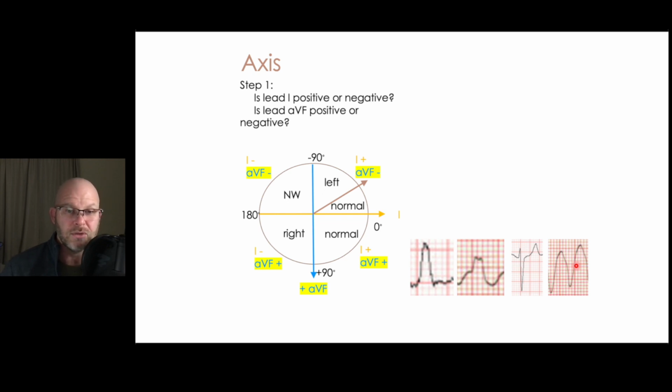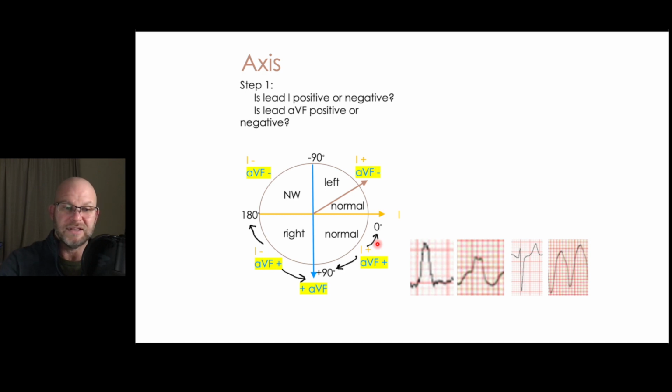Is lead one or AVF primarily positive, meaning above the isoelectric line, or are they primarily negative, below the isoelectric line? So if lead one is positive, we know we're going toward the patient's left. If AVF is positive, we know we're heading towards the foot, and that puts us in this quadrant here, which is entirely a normal quadrant.